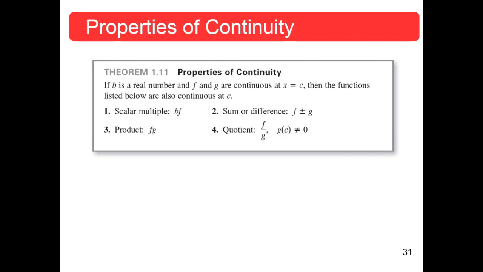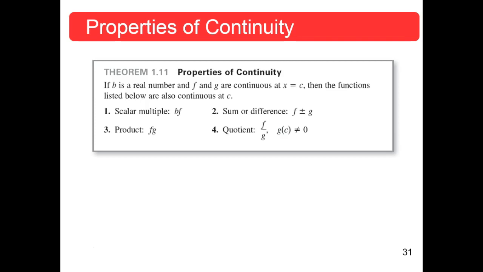Any scalar multiple of either of those two functions will also be continuous at c. Just multiplying a real number by a continuous function, it'll still be a continuous function. Sum or difference. The sum or difference of two continuous functions will be a continuous function. Okay? And the product of two continuous functions will be a continuous function.